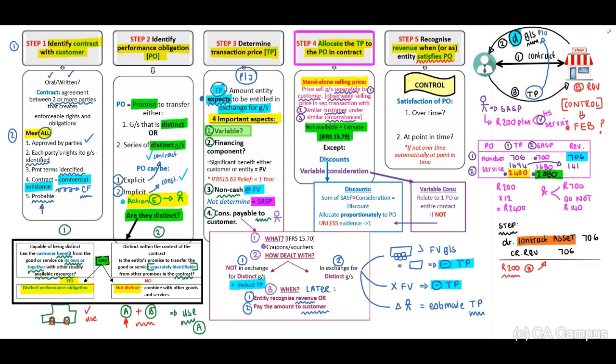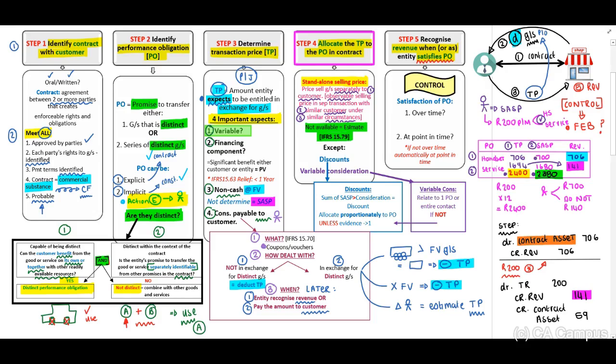Now, our other journal entry relating to our monthly revenue will then be to debit our trade receivables with the 200 Rand, to credit our revenue with a 141 relating to our service, and we will then credit our contract asset with a 59 Rand.